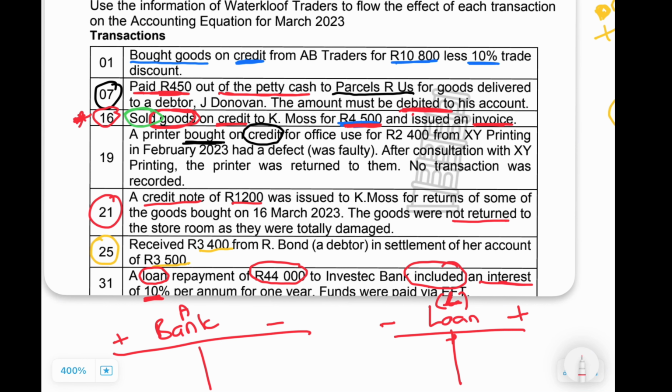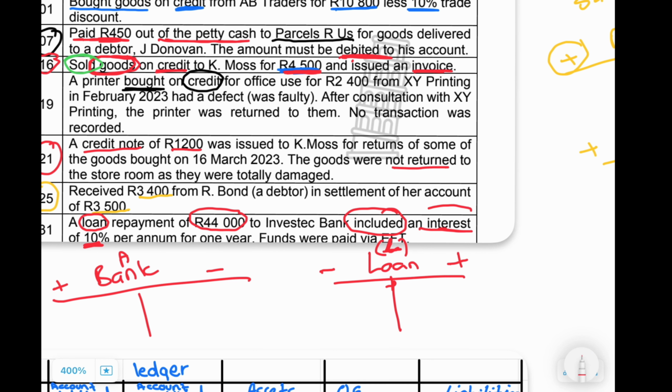Another account to be affected will be interest on loan, because the amount includes interest on loan. Interest on loan is an expense account, because it is the cost of borrowing from the bank. Expenses always increase on the debit side and decrease on the credit side. They are just like assets. So now we have 3 accounts that are affected.